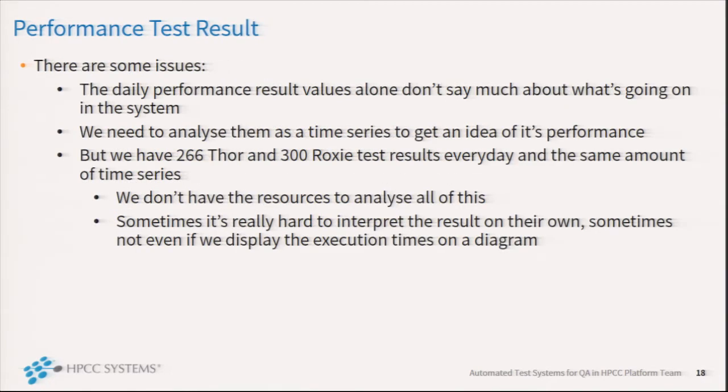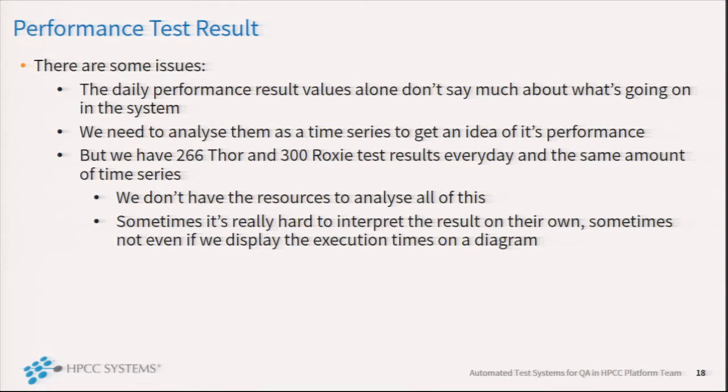Okay, performance testing is a painful thing, because we have 266 Thor and 300 Roxie test cases, and all of them generate a time, from a couple of seconds to a couple of minutes or hours. So we have 10 minutes now. That was 20 minutes yesterday, 8 minutes the day before yesterday. What's going on? If we collect the times for years, we have a time series, but the numbers themselves don't tell anything.